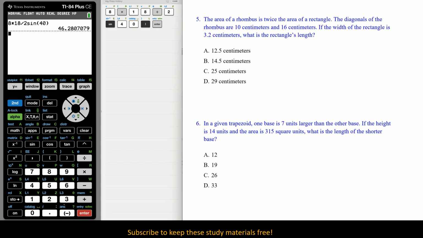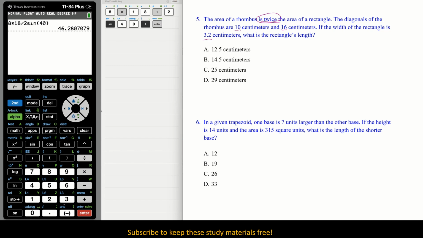Okay, number 5. The area of a rhombus is twice the area of a rectangle. The diagonals of the rhombus are 10 and 16. Let's go with this twice right here. If the width of the rectangle is, oh, that's it, the width. Okay, 3.2 centimeters. What is the rectangle's length? Let's draw this real quick, okay? So we have a rectangle, right? And it says a rectangle. And then it will equal a rhombus.